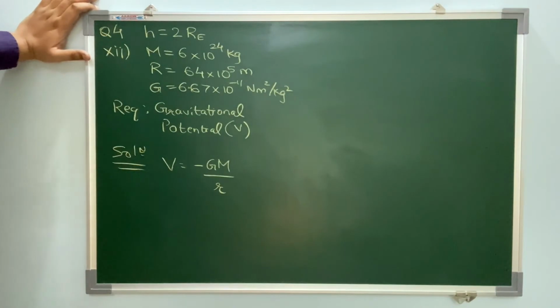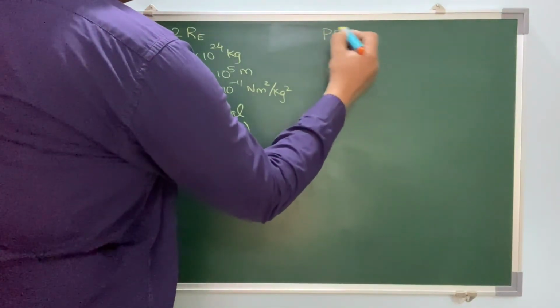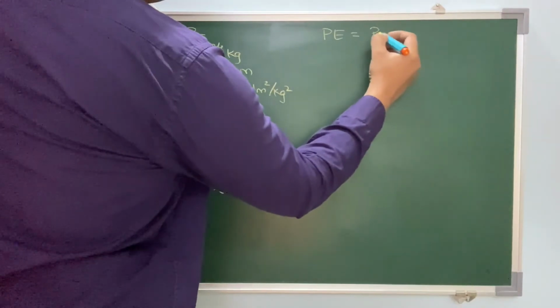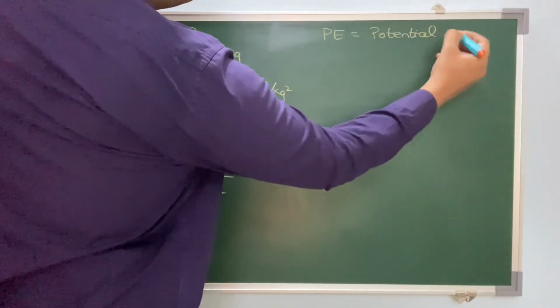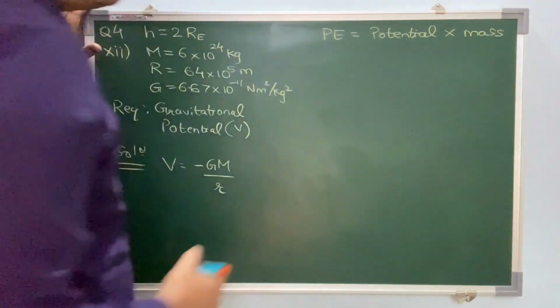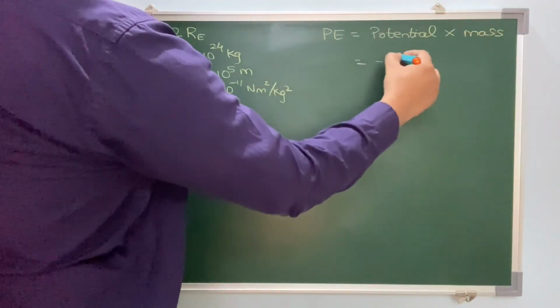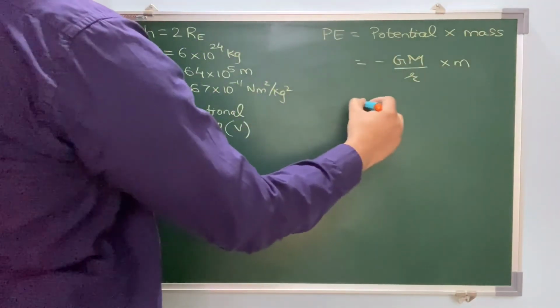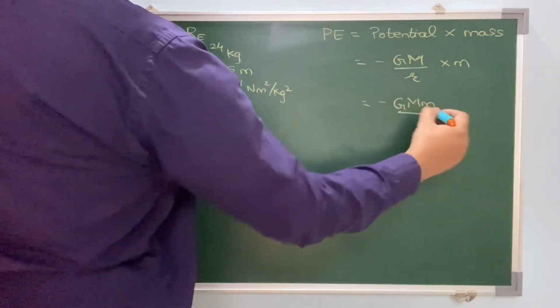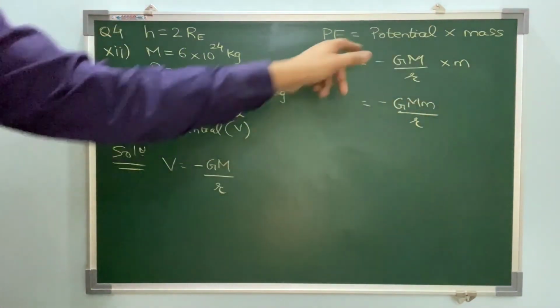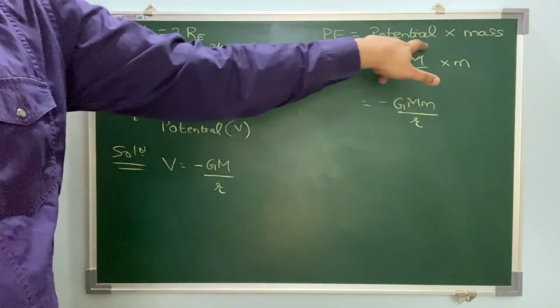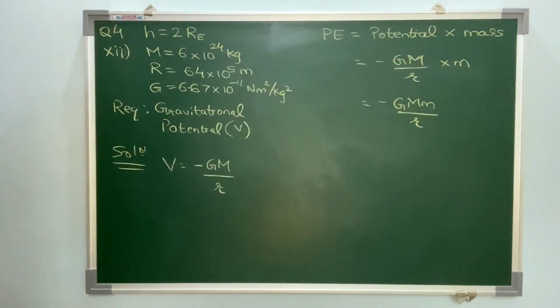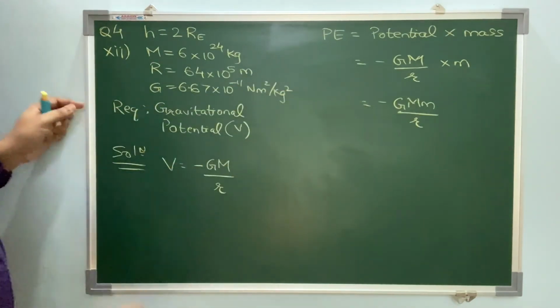So in fact we can say the gravitational potential energy is the potential multiplied by the mass of the object. So this potential is nothing but minus GM by r, multiplied by small m. That's what gives us the formula minus GMm by r. Okay, so why is this negative sign there for potential, and what does potential actually mean? We are going to discuss it in the live lecture when we do the MCQs. For the time being, let's just take this formula for granted, minus GM by r.